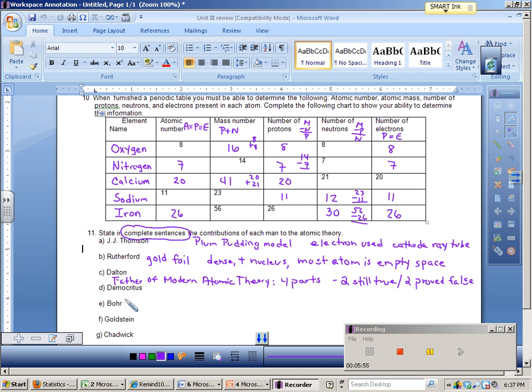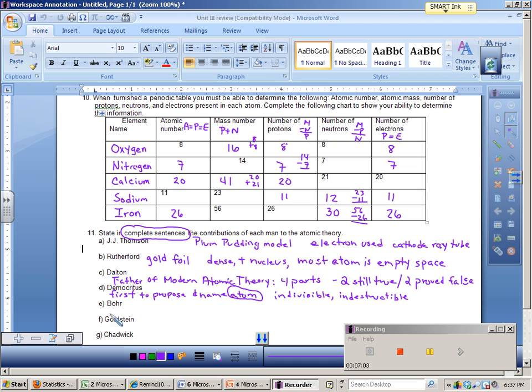Democritus, remember, was our first person to propose and name the atom. He said that all matter was composed of indivisible, indestructible, little pieces. Okay? And called them the atom. So that's our key thing there.